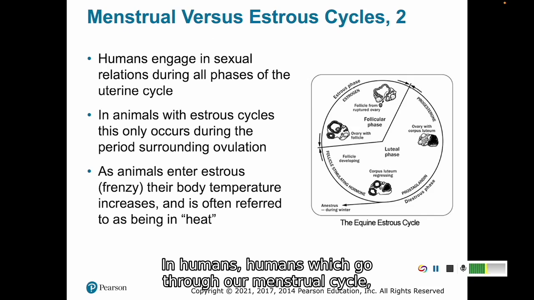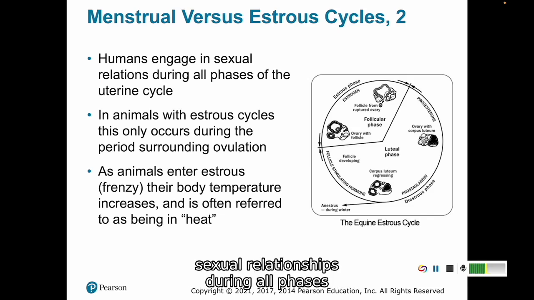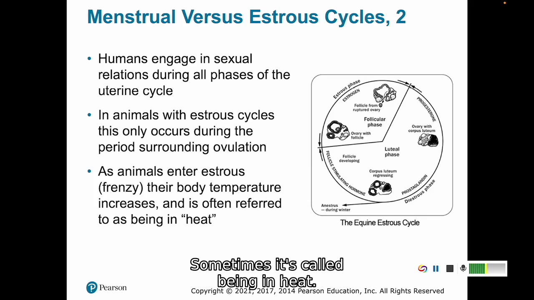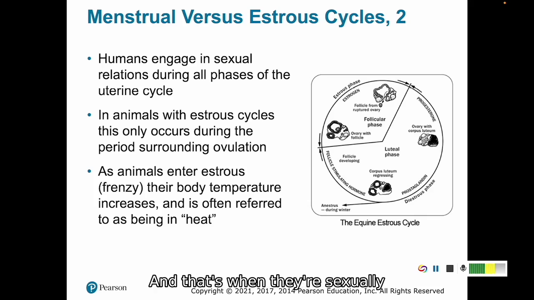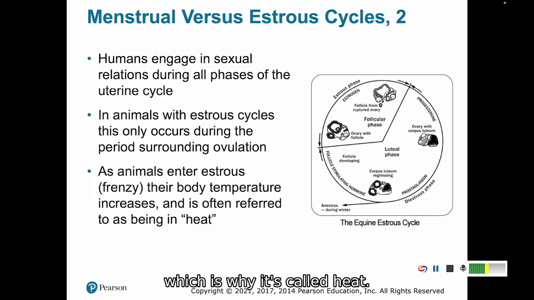In humans which go through a menstrual cycle, we're able to engage in sexual relationships during all phases of the uterine cycle. In animals with an estrous cycle, though, they're usually only sexually receptive during the period surrounding ovulation. They tend to enter what's called estrus or frenzy. Sometimes it's called being in heat. And that's when they're sexually receptive, and their body temperature often increases, which is why it's called heat.